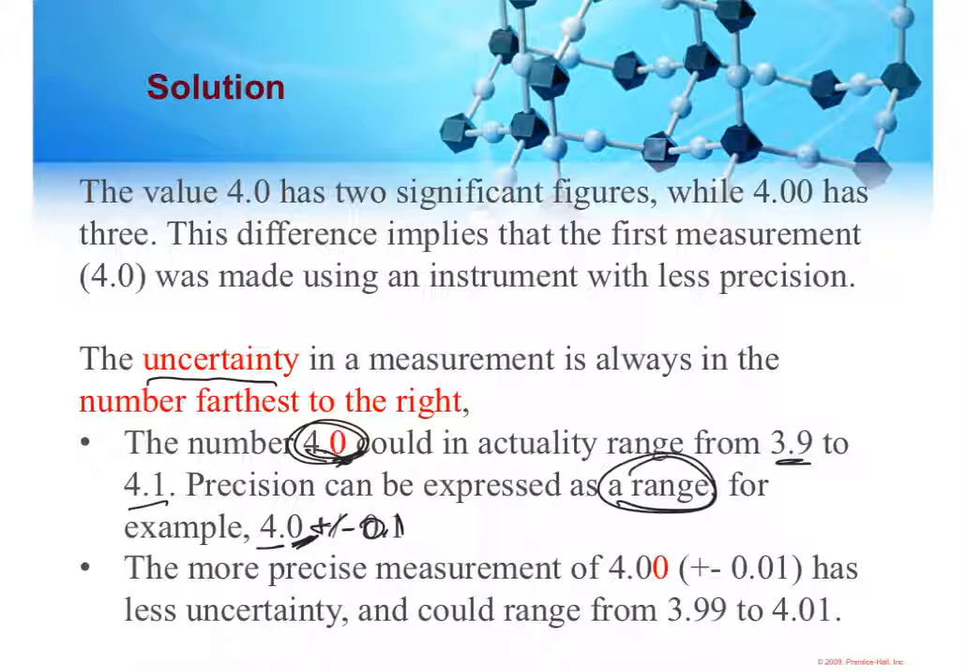And to compare the other value that we decided was more precise on the last slide, 4.00, the uncertainty in this value is in the hundreds place, not in the tens place. So it would be plus or minus 0.01 for the uncertainty instead of 0.1.